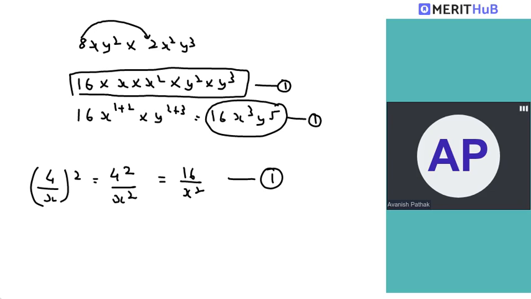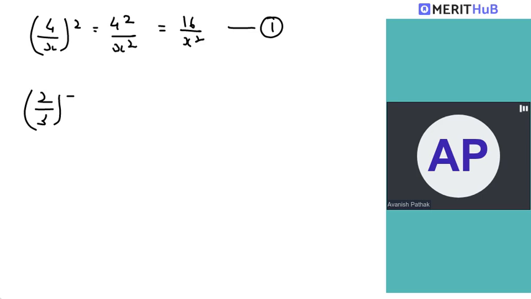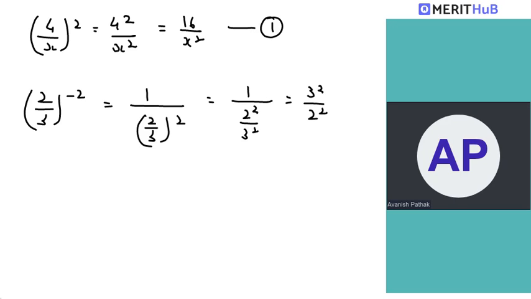Now we go for a zero or a negative exponent. Suppose I ask you to write 2 by 3 to the power of minus 2. That means you have to just reciprocate it, so that's 1 by 2 by 3 whole square. Again, we'll follow the same rule, so that should be 2 square divided by 3 square. That means 3 square over 2 square, and that is equal to 9 by 4. So that's the correct answer, and you get a mark for writing this correctly for the negative exponent.